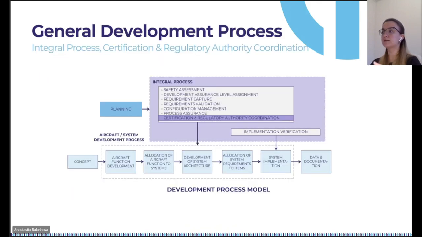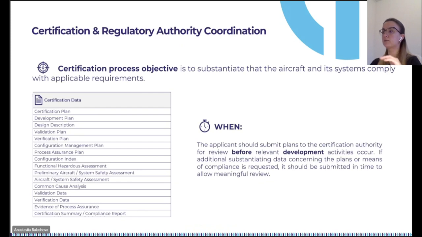The last process is certification and regulation coordination. The certification process objective is to prove that the aircraft and its system comply with applicable requirements. This is the list of possible certification data that should be submitted to authorities. The first contact with authorities should be as early as possible, since ARP4754A states that the plan should be reviewed by authorities before development activities occur.